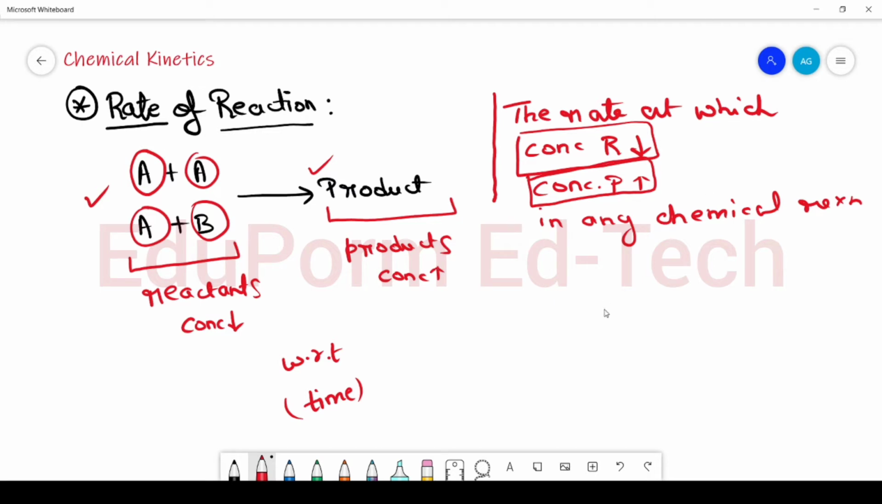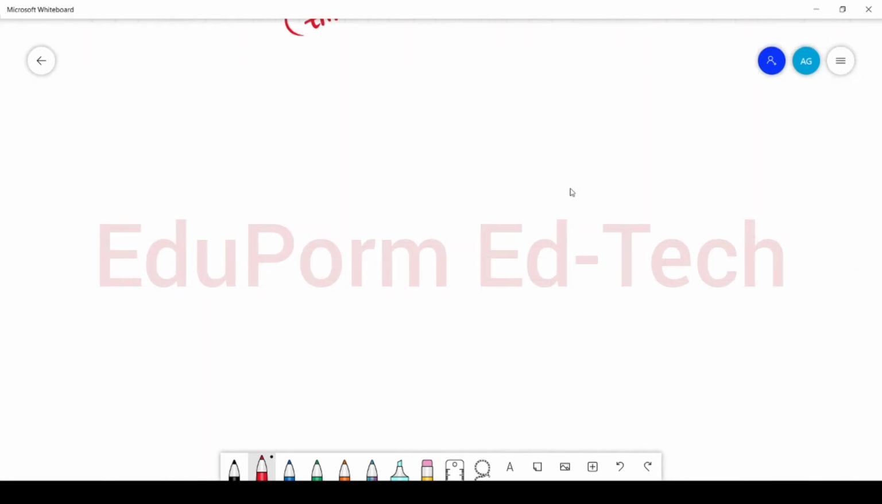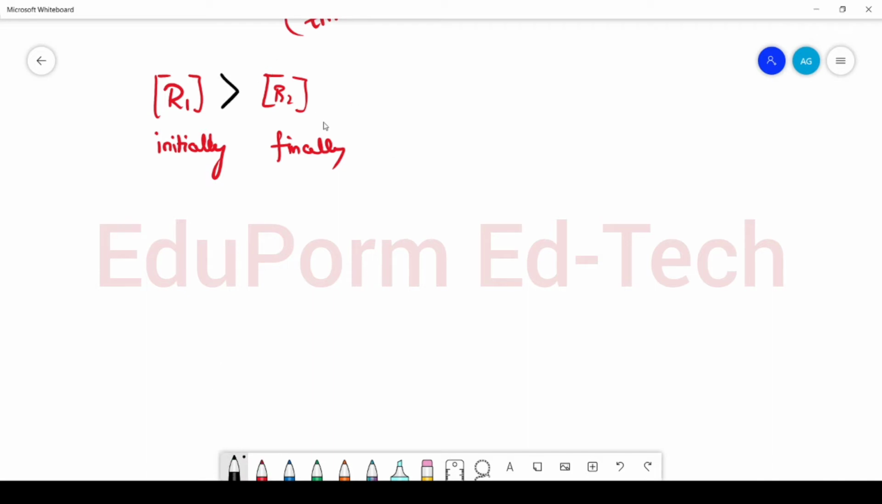Now, let's study the mathematical form for expressing this rate of reaction. Let's say the initial concentration of reactant was R1, while the final concentration of reactant was R2. We know that initially the reactant was high in concentration, whereas finally, or we can say at the end, the concentration of reactant decreased. So we can say that R1, that means initial concentration of reactant, is greater than the final concentration of reactant.